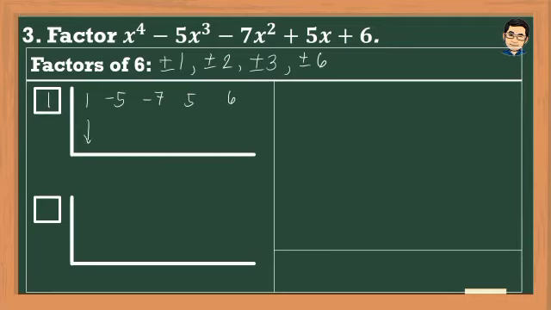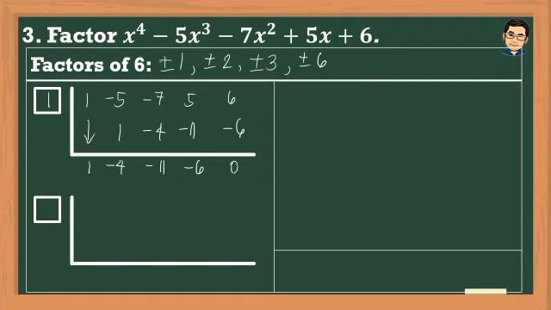Bring down 1. 1 times 1, that is 1. Negative 5 plus 1, that is negative 4. Negative 4 times 1, that is negative 4. So, negative 7 plus negative 4, that is negative 11. Negative 11 times 1, that is negative 11. 5 plus negative 11, that is negative 6. And then, negative 6 times 1, that is negative 6. Finally, 6 plus negative 6, that is 0.